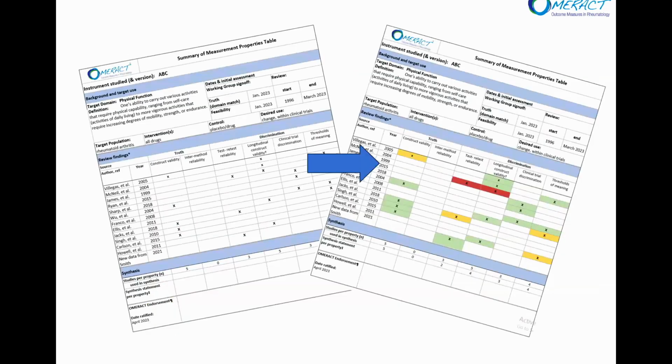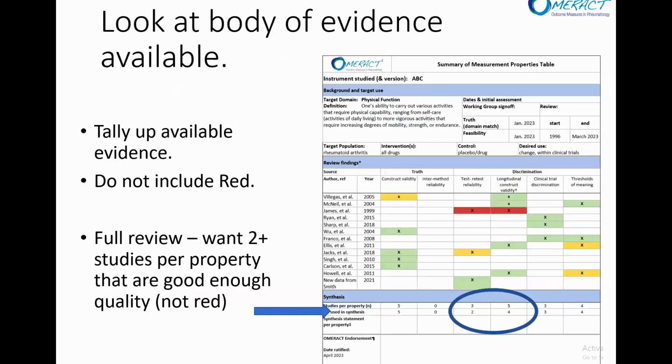So what's happening now is that you're moving from the plain background to now a colored background, which is your risk of bias. The X's are still the same. And what we're doing at the bottom is keeping a tally of the number of pieces of evidence available for a given decision for each measurement property.